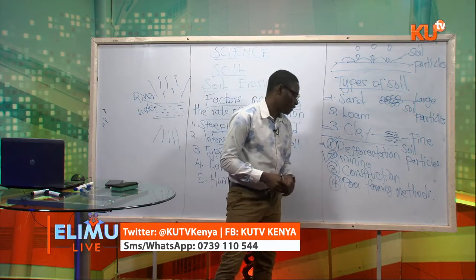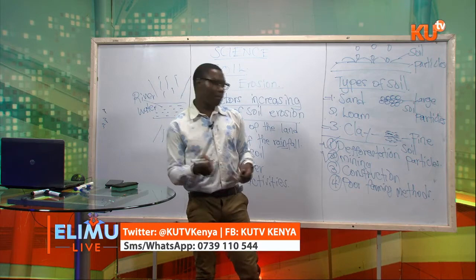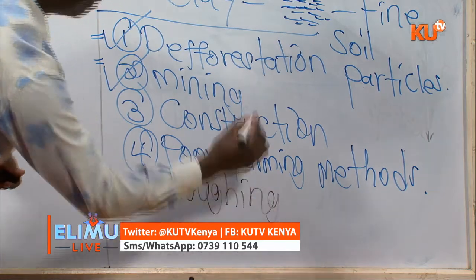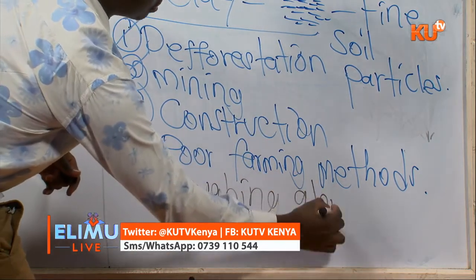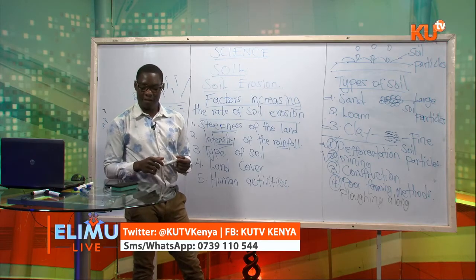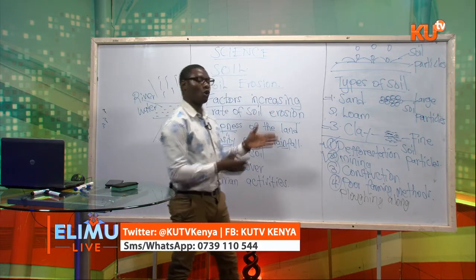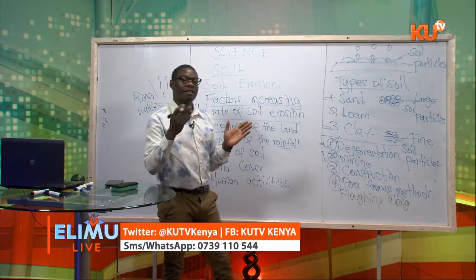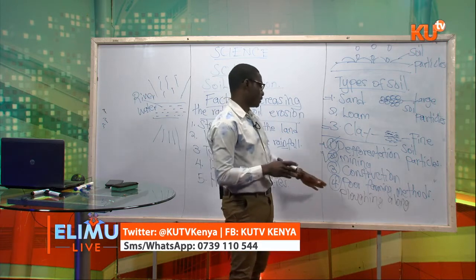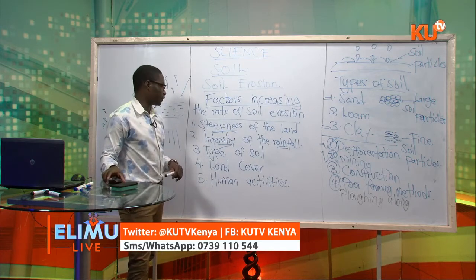We also have poor farming methods. An example of a poor farming method can be plowing along a slope. What do I mean by plowing along a slope? If you have land that is sloping, and you plow from top to bottom, you're going to make furrows or channels. These furrows or channels will give water a good passage, therefore carrying with it as many soil particles as possible, increasing the rate of soil erosion.